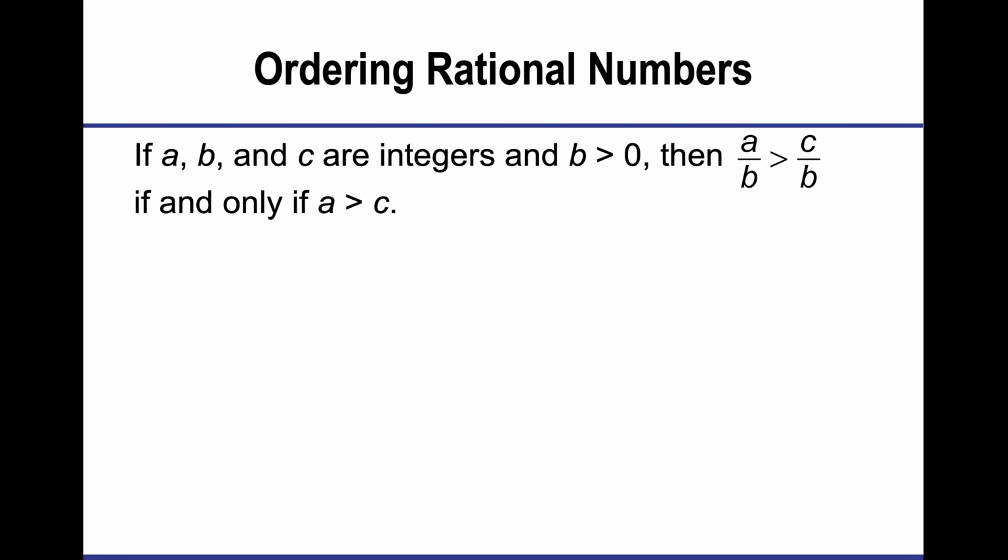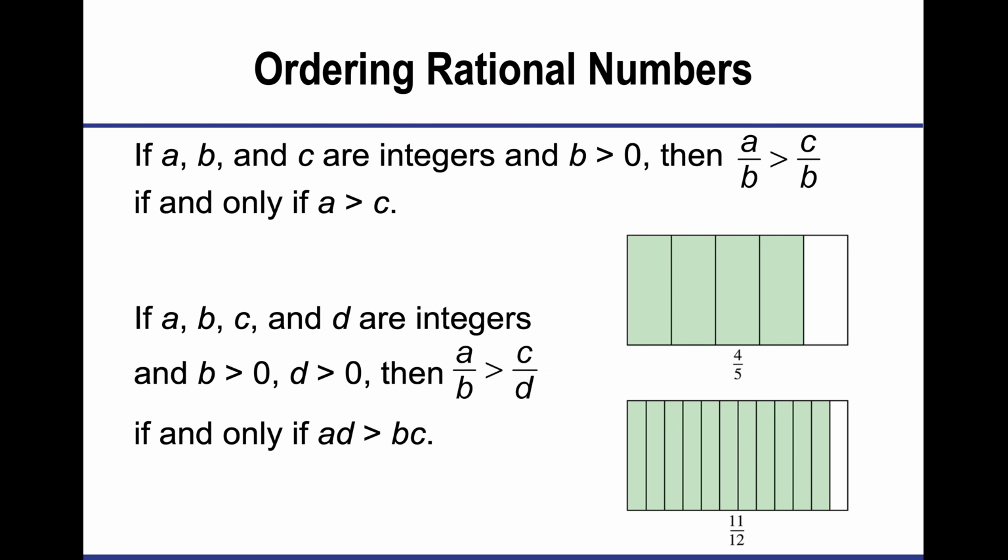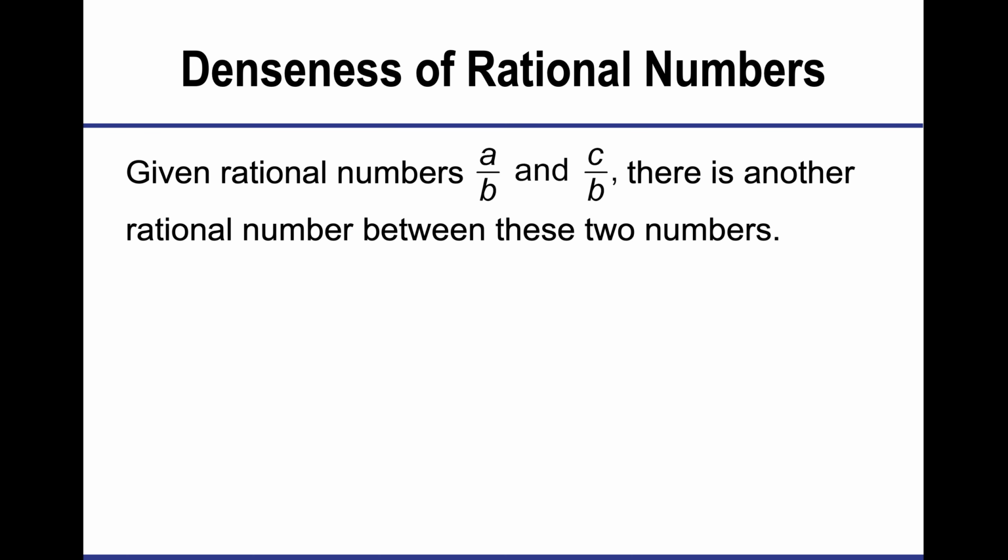If I'm ordering rational numbers, then I know if A, B, C, and D are integers and B and D are positive, then I know that A over B is greater than C over D. So the larger those denominators are getting, the actual smaller the values are becoming.